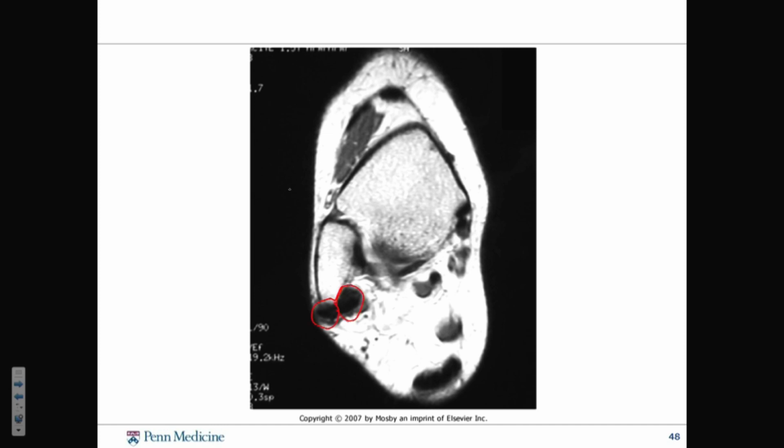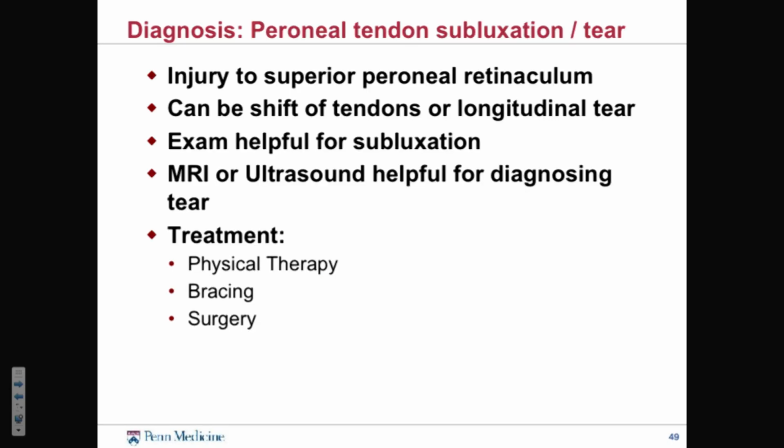So this is an MRI image, axial image. This is the fibula here, tibia is here, and these are the peroneal tendons running behind there. And you can see these tendons should be restricted back here. They should be back behind the fibula, and this one is subluxating out to the side. And in that setting, that instability can cause pain, and it can also cause a tear to that tendon.